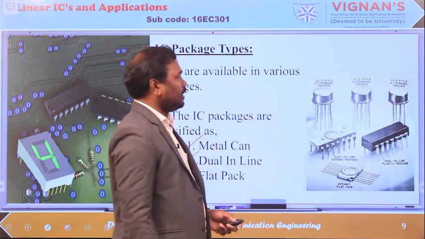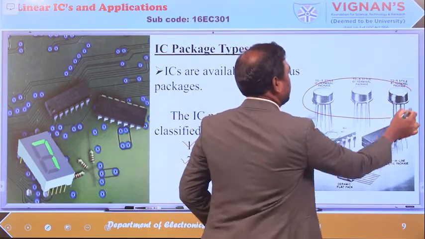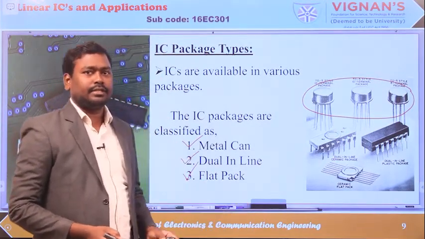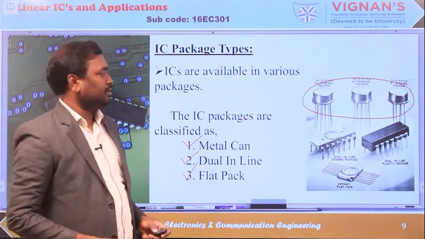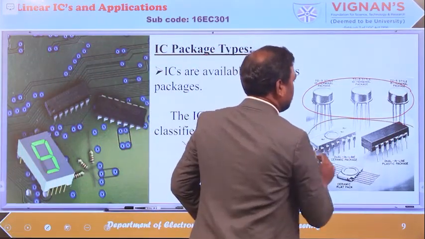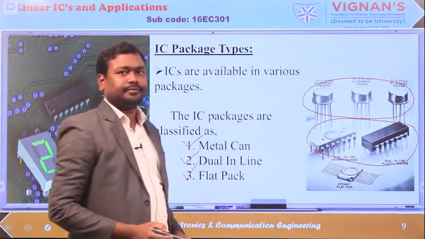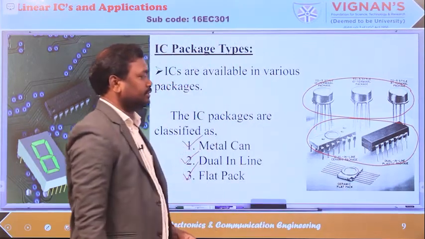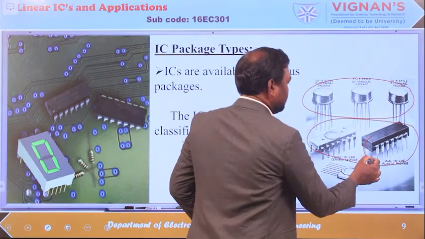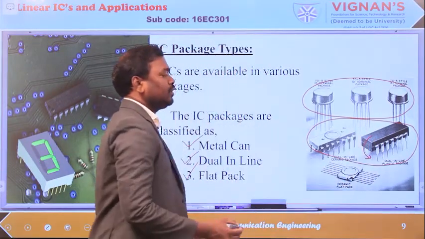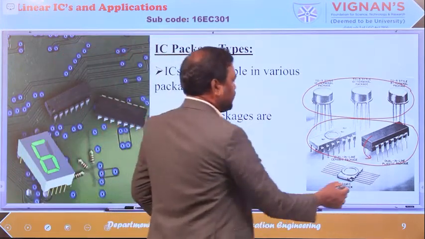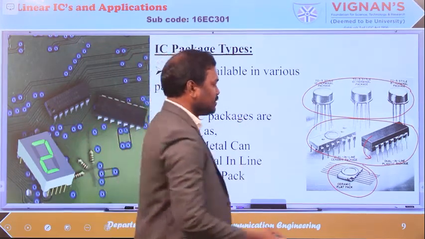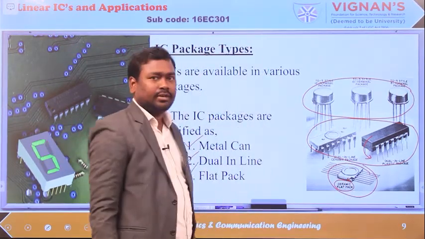If you see here, the first one is the metal can package. This type of structure you might have seen in EDC laboratory. And this one is dual in-line package. If you see this IC, on both sides leads are there, and this part is the plastic. So that's why this is called dual in-line plastic package. And this one is flat package. The package is made with the ceramic, that's why it is called ceramic flat pack.